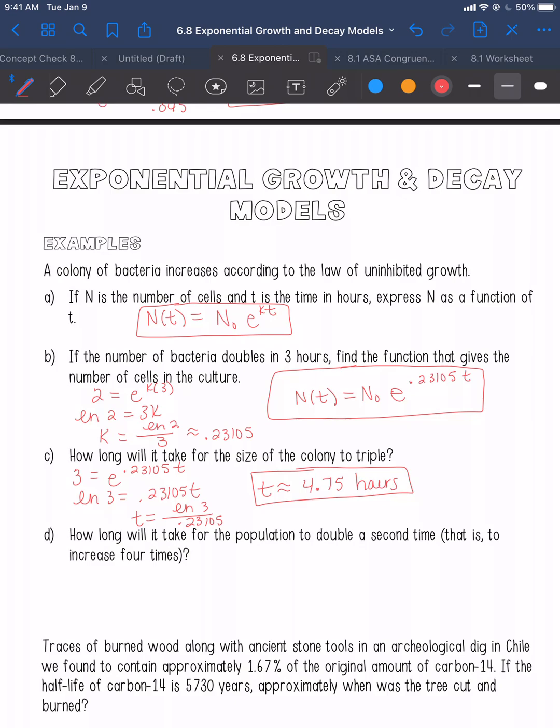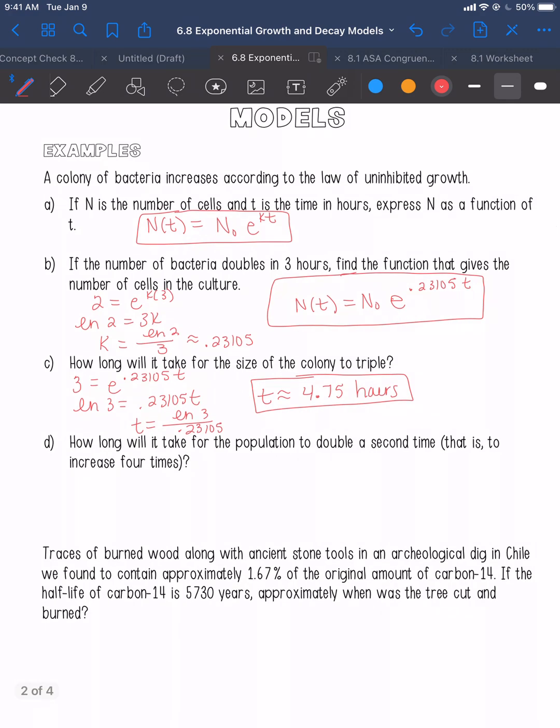And then part D, how long will it take for the population to double a second time? So really that's increasing by 4 times. You could plug in and do what we've been doing, but if it took 3 hours for it to double, it's going to double every 3 hours. So it's going to double a second time after 6 hours.